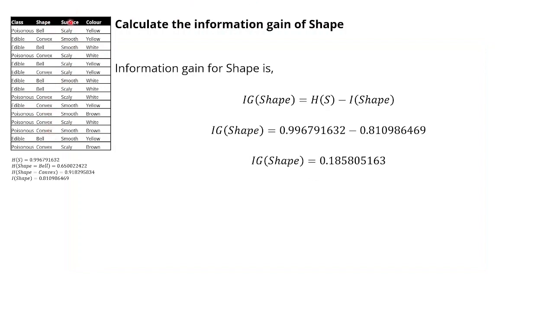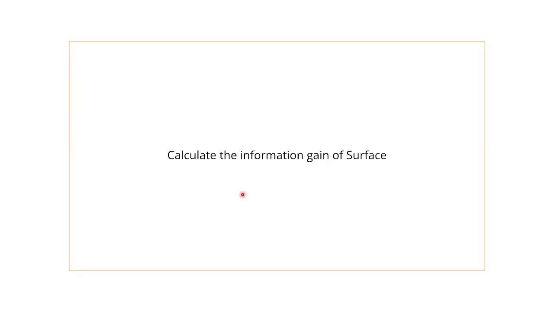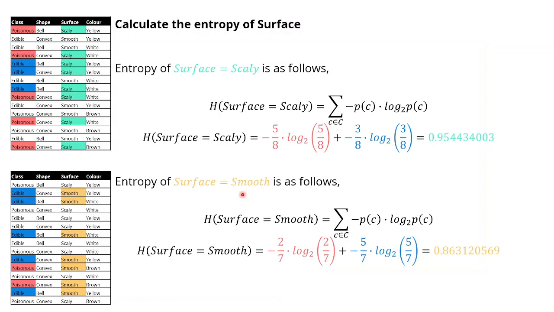Next, we will do surface. Okay? We will do surface. So we go back to what we did earlier. We will just repeat the process. We calculate the entropy of surface.